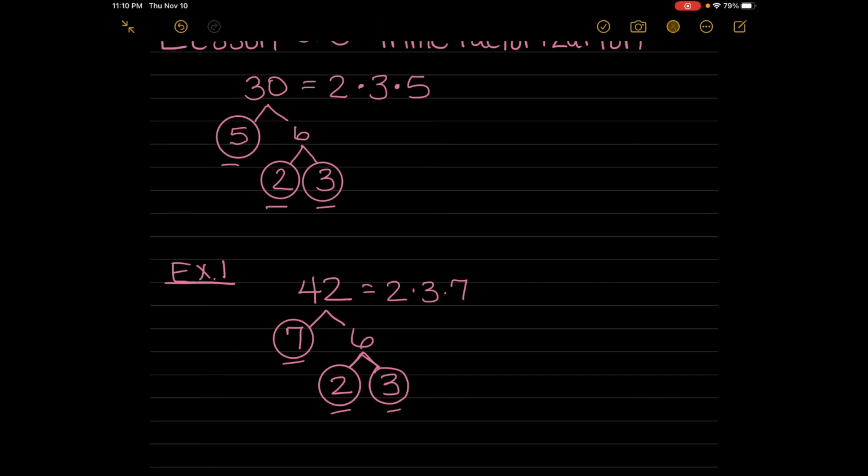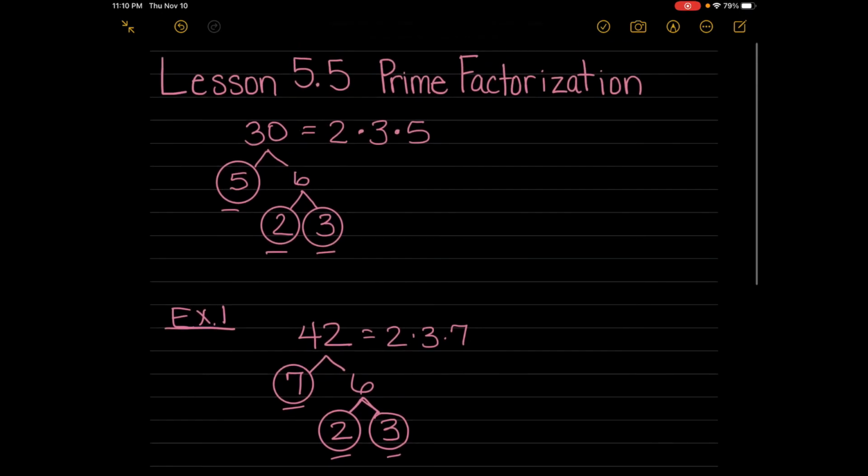Okay, so you could have this factor tree, and your neighbor could have a different factor tree. So let me show you that on the first one up here, 30. Now, over here I did 30 was 5 times 6. But I'm going to do this one as 10 times 3.